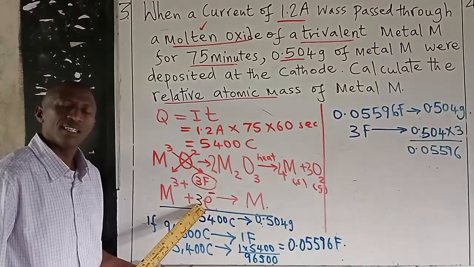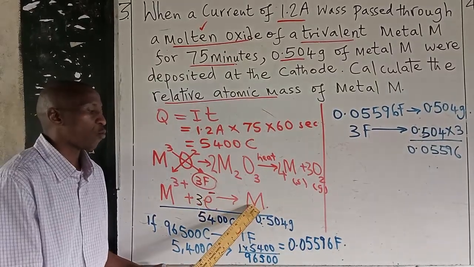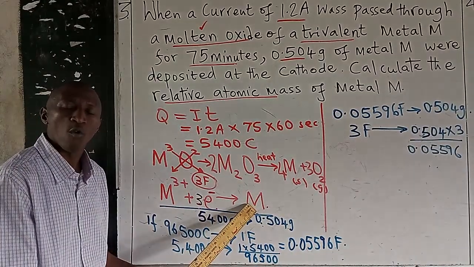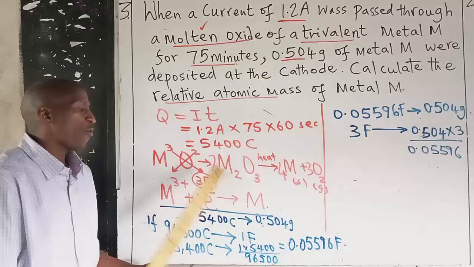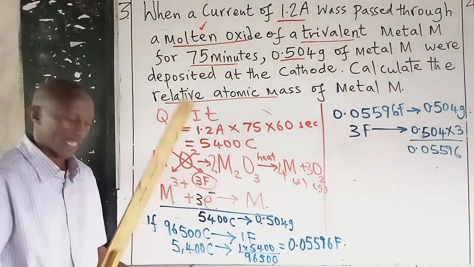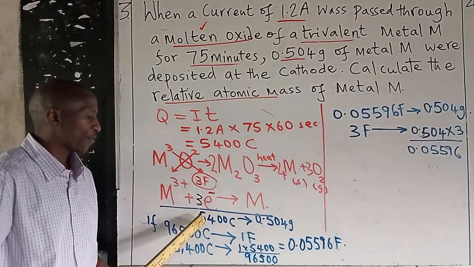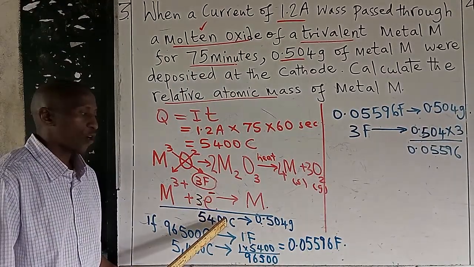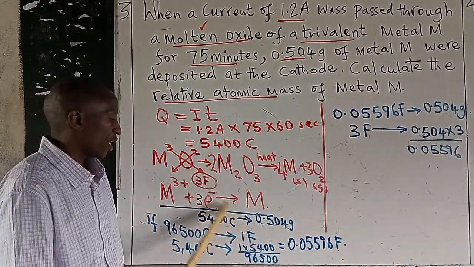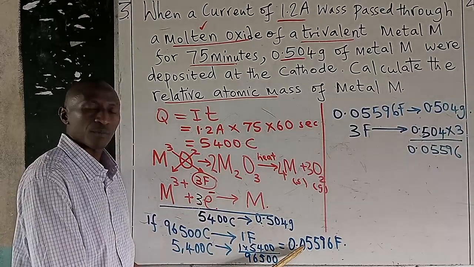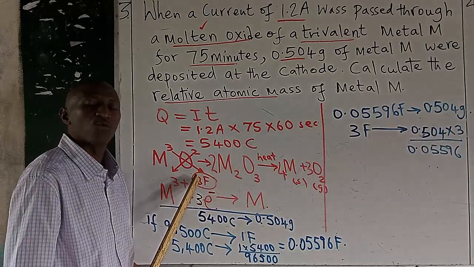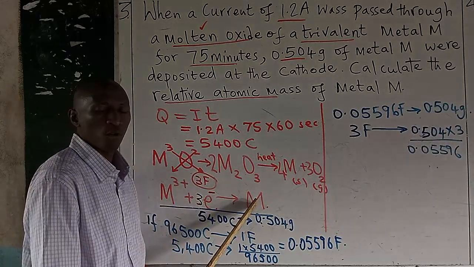So it requires 3 moles of electrons to deposit 1 mole of it. However, in the experiment, we did not have 3 Faradays, but we had 5,400 coulombs, which deposited this much. This quantity of charge in Faradays is equivalent to this one. So these Faradays deposited this. What about the 3 Faradays that we would require to deposit 1 mole?